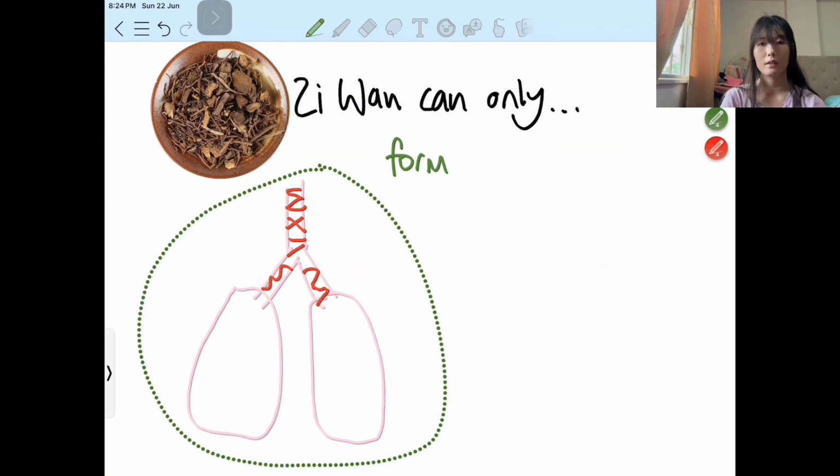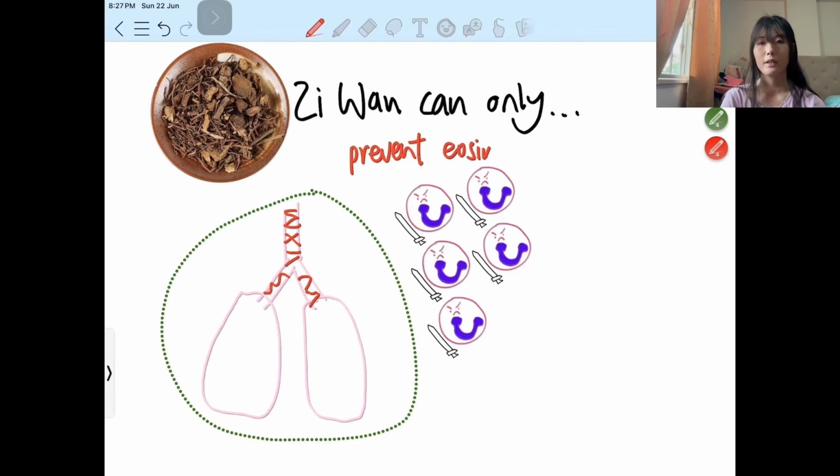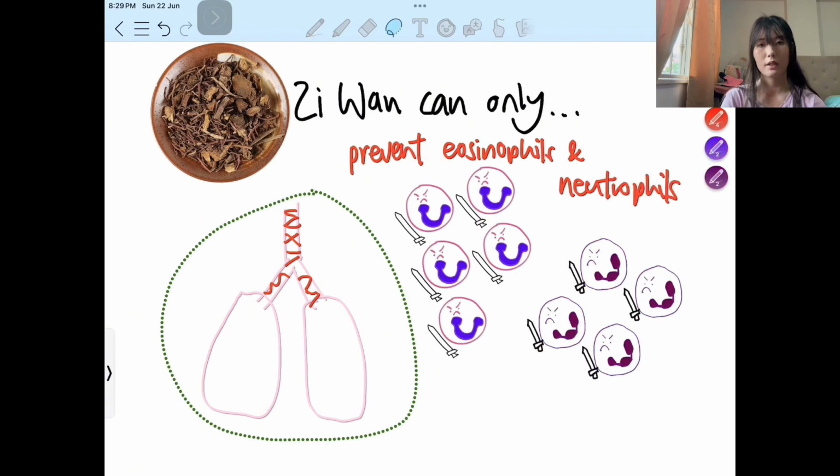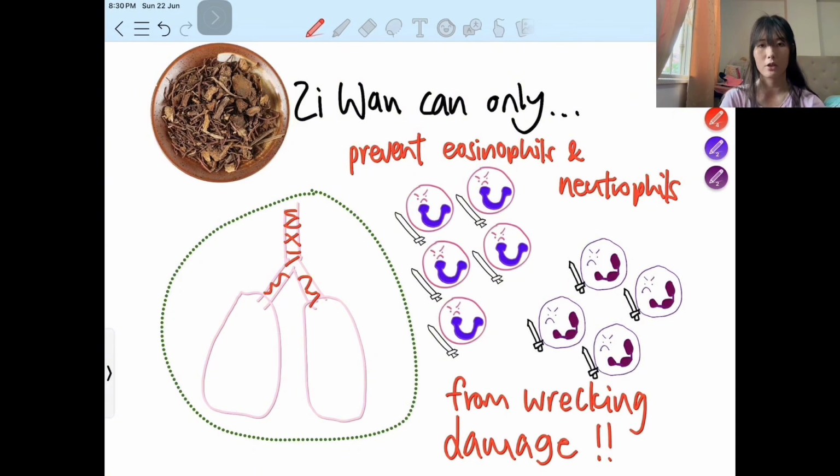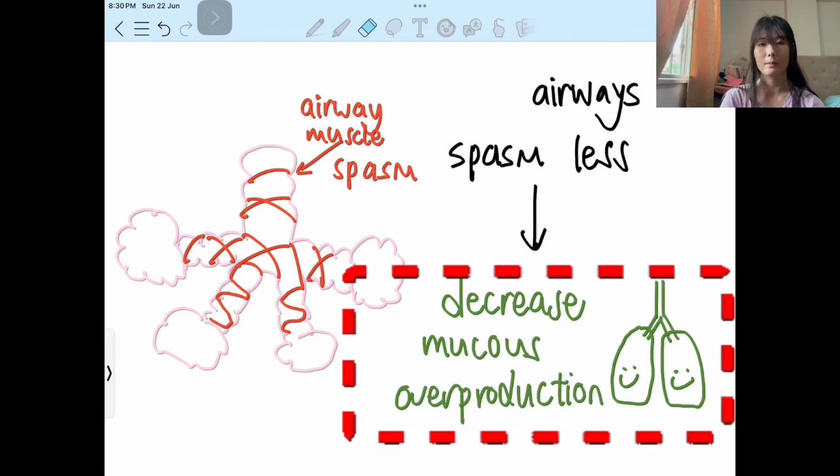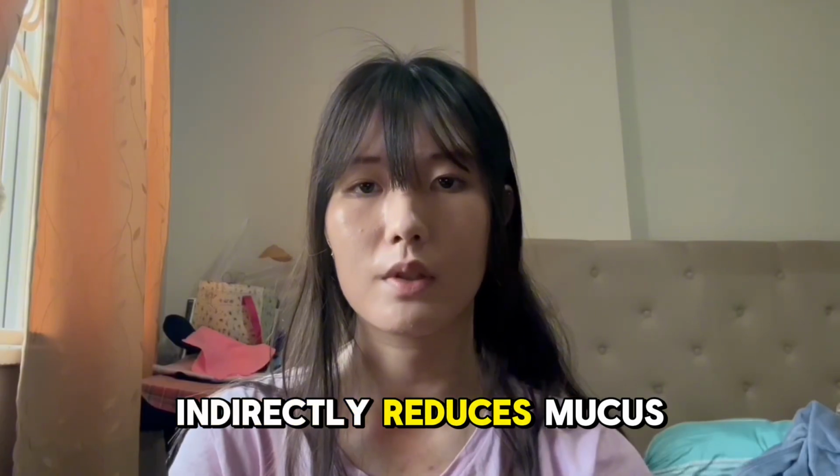All 紫菀 does is that it forms a shield to prevent these smooth muscles from spasming. It prevents immune cells like eosinophils and neutrophils from infiltrating the lungs and wreaking damage. This means less spasming in the airways indirectly reduces mucus production.